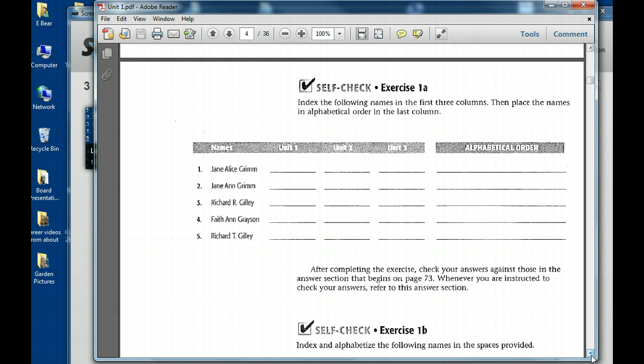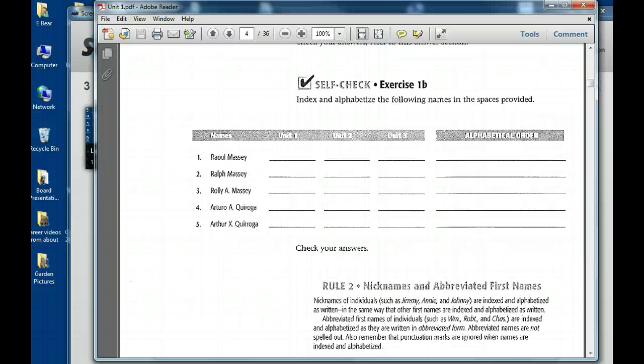Pause the video and attempt to do exercise 1A, self-check on your own. Once you have completed exercise 1A, check your answers on the answer sheet. The answers will be found on page 73. Complete self-check exercise 1B. Index and alphabetize the following names in the spaces provided.